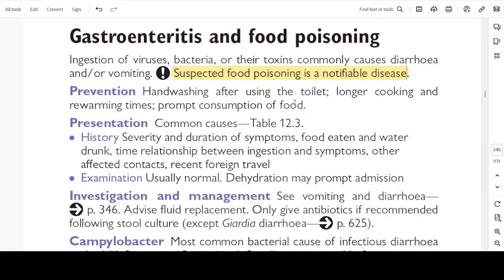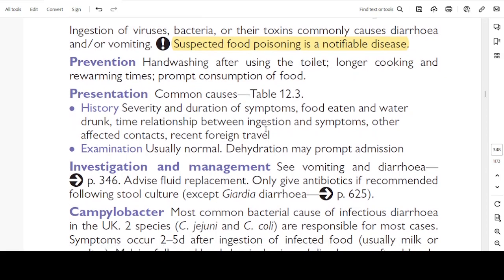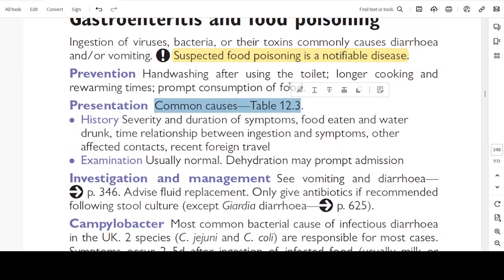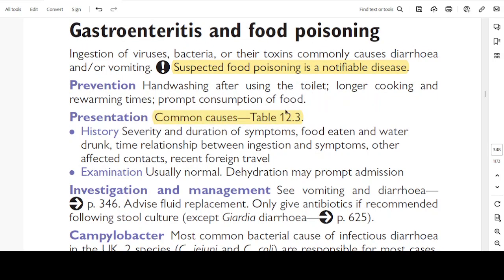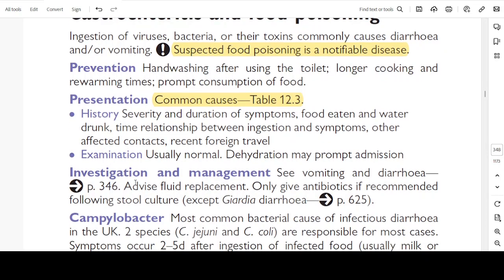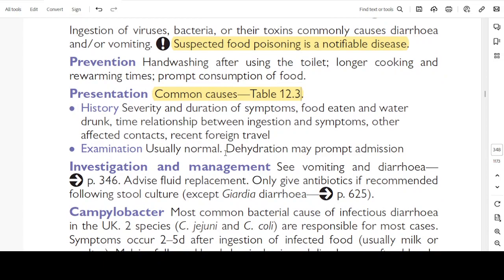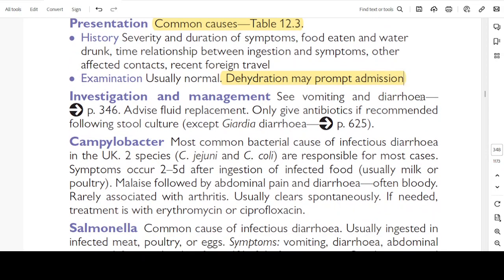Prevention: hand washing after using the toilet, longer cooking and rewarming times, prompt consumption of food. Presentation: common causes are in table 12.3. We have seen the common causes of gastroenteritis, both diarrhea and vomiting, in the table. So what is the presentation? History: severity and duration of symptoms. You have to ask about food eaten, water drunk, time relationship between ingestion and symptoms, other affected contacts, and recent foreign travel. Examination is usually normal. Dehydration may prompt an admission. Investigations and management: see vomiting and diarrhea.